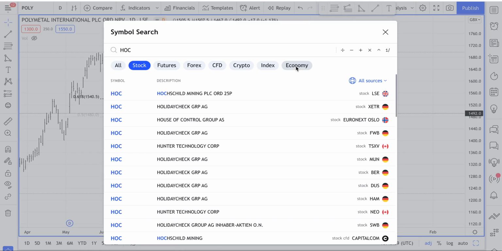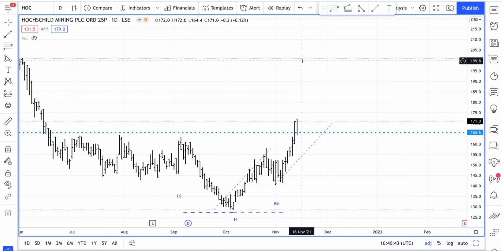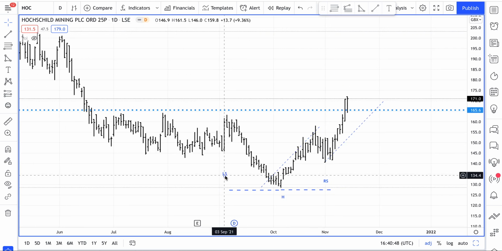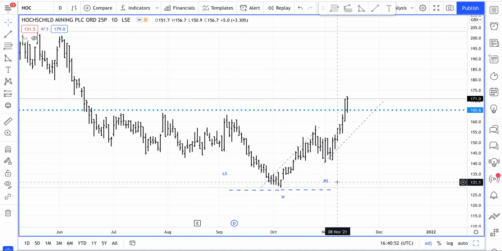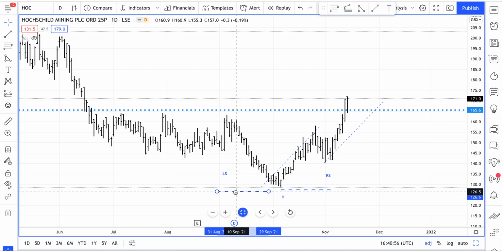We can also take a look at another stock traded on the London Stock Exchange. This one is interesting because it seems to have formed an inverse head and shoulders pattern. So that's the head, and then that's the left shoulder and the right shoulder here. The interesting thing is that it's also symmetric in time.